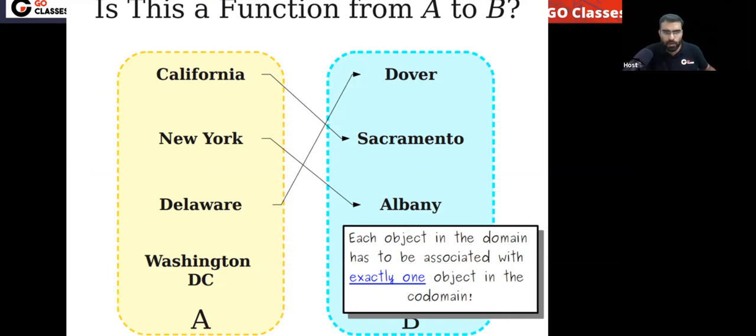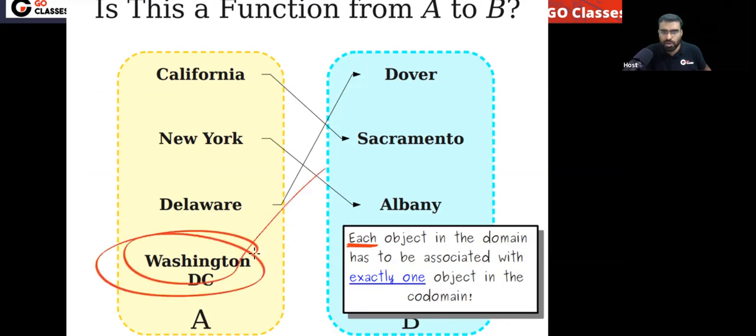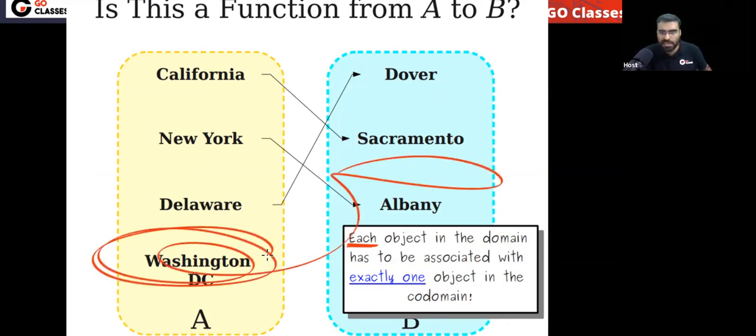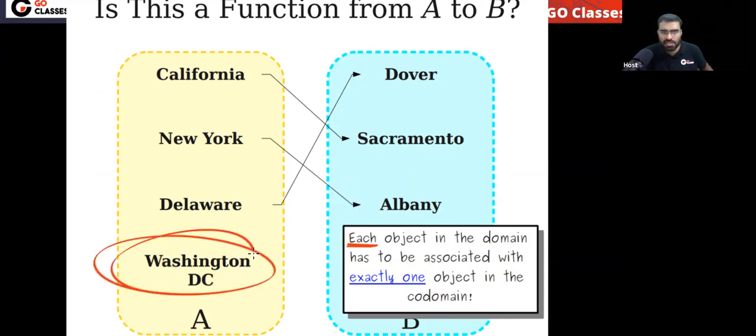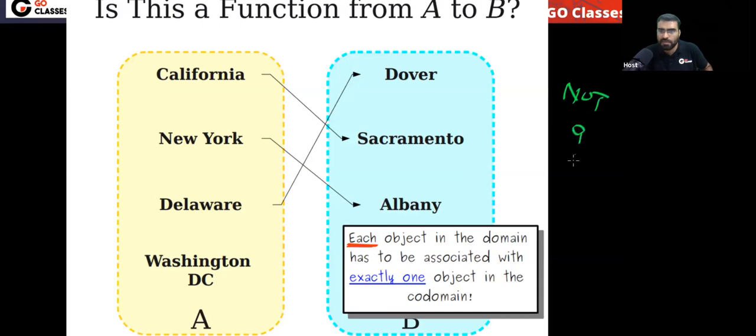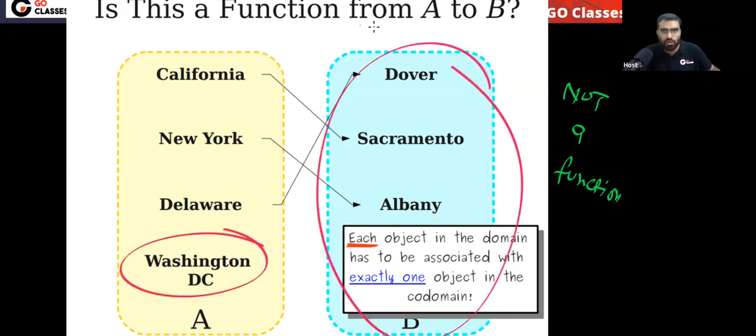Simple point, remember: every element of the domain must be associated with exactly one element of the codomain. Every element should have exactly one image. You can see this element does not have any image. So I can say this is not a function, because this element is not associated with any element.